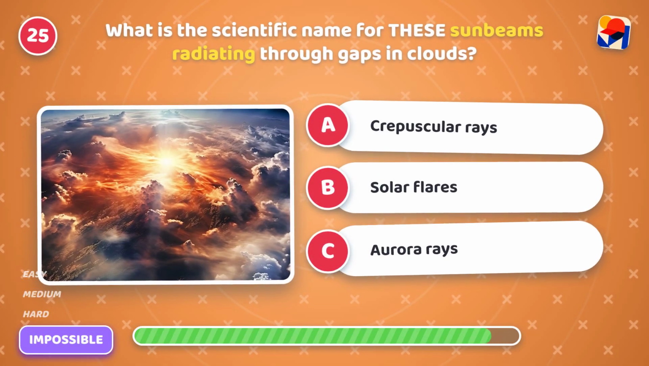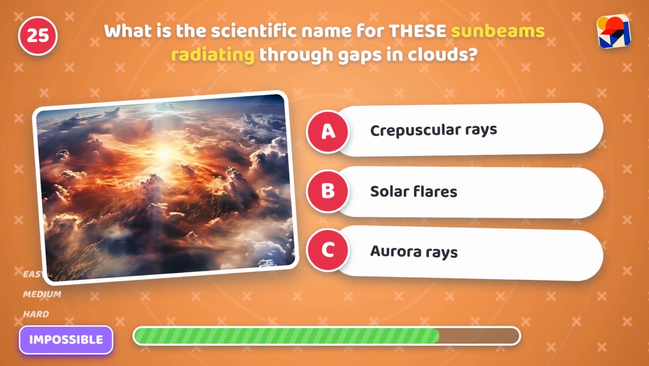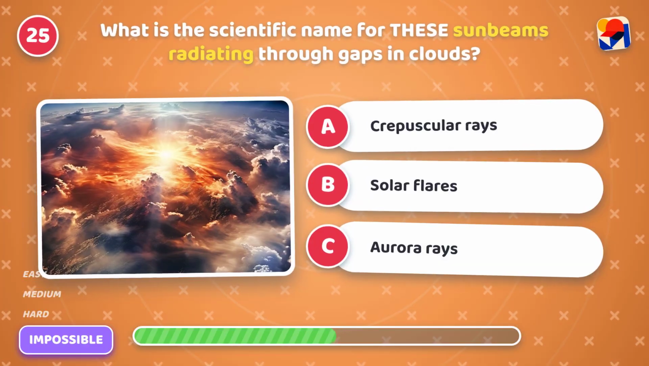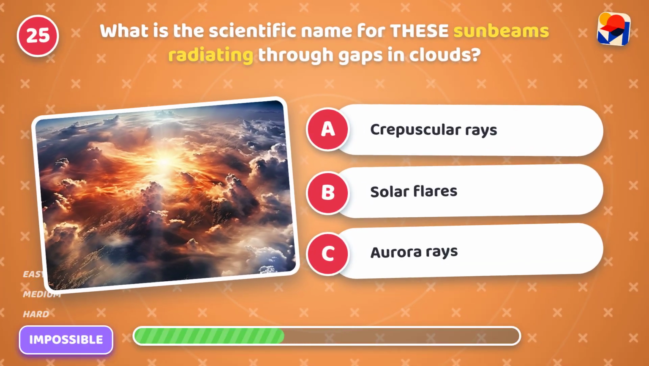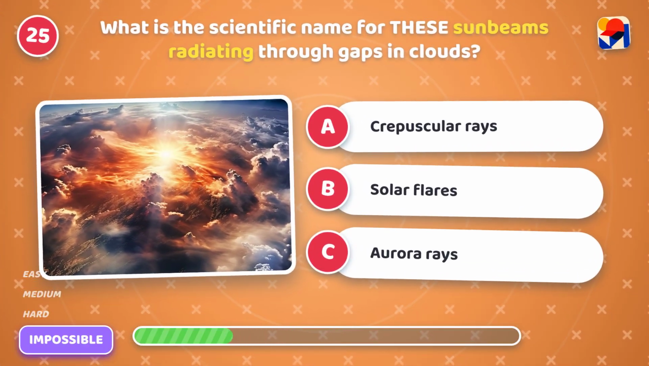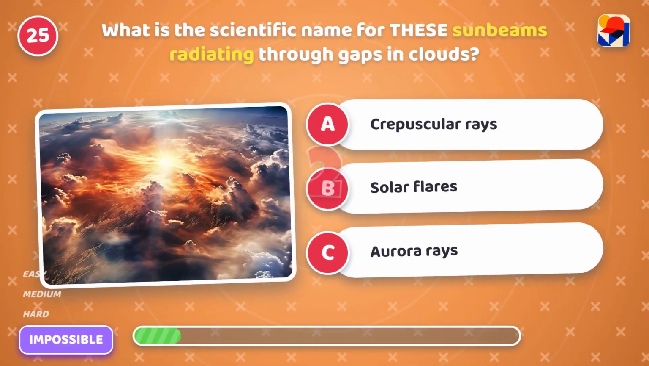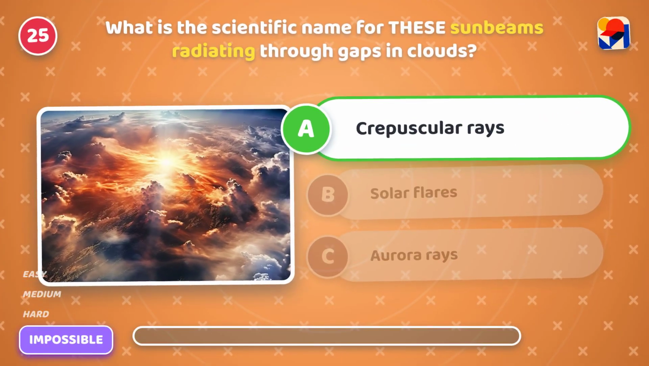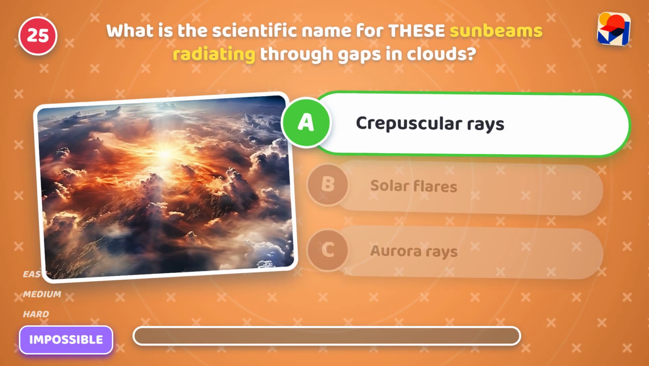What is the scientific name for these sunbeams radiating through gaps in clouds? Is it A, crepuscular rays, B, solar flares, or C, aurora rays? It's A, crepuscular rays. Sunbeams radiate through gaps in clouds.